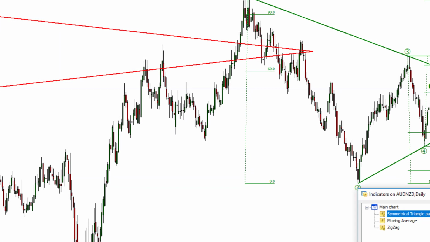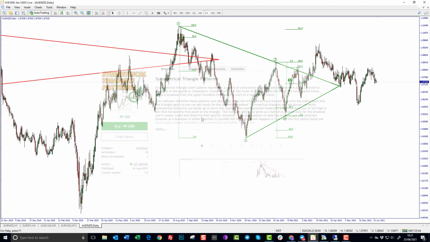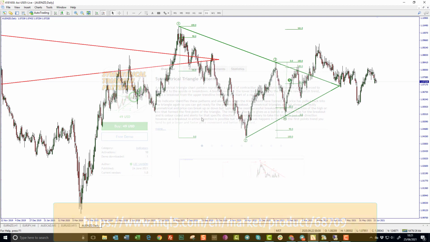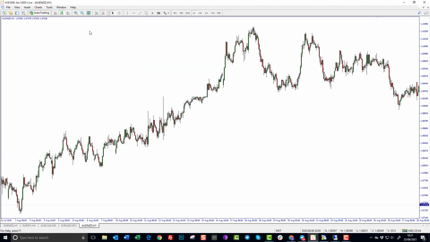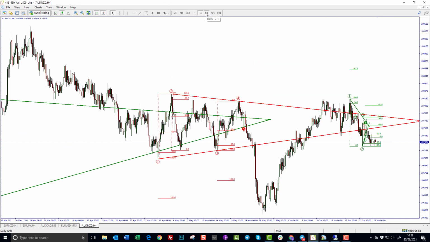Okay. So that's the settings for the indicator. The indicator is available on the MQL5 marketplace, so you can go and get the indicator anytime you like. And obviously you can use it on any time frame and any instrument that you can trade within MT4. So if we switch down to another time frame, you'll see that it draws different triangles on your chart.